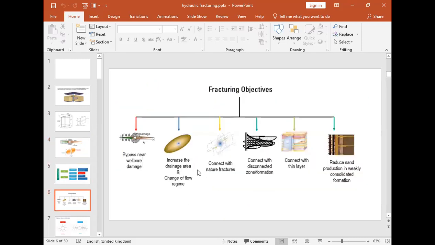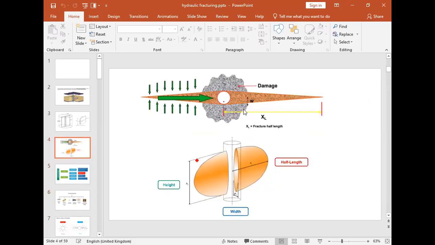To increase the drainage area and change the flow regime. So if you realize that in this particular case, you have now changed the flow regime, because the flow regime is now becoming more linear. We know the various types of flow regime. We have the radial flow. Without this damage, fluid will be flowing into this borehole from different directions.